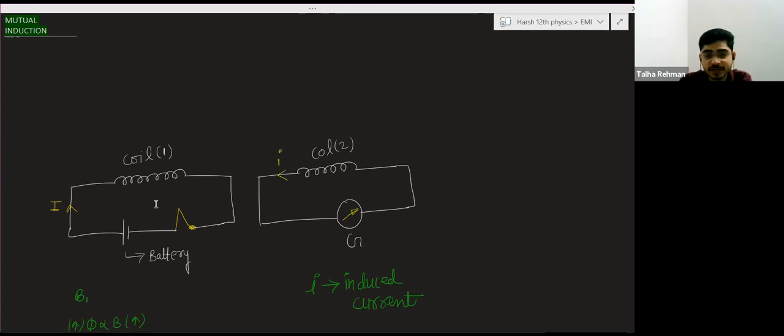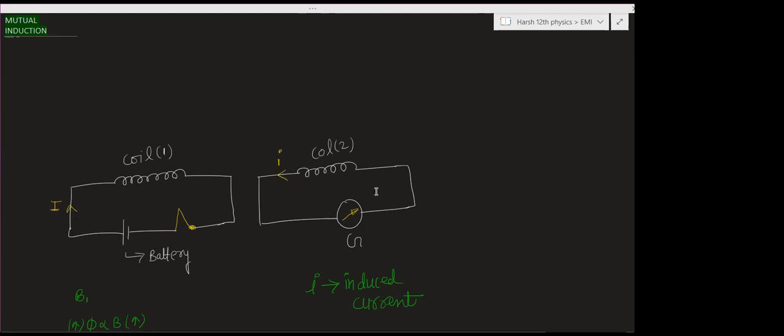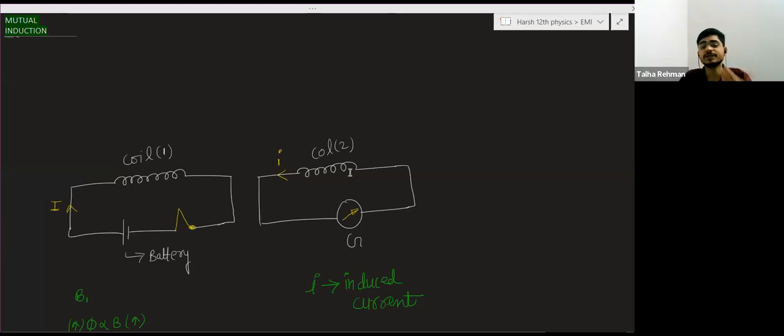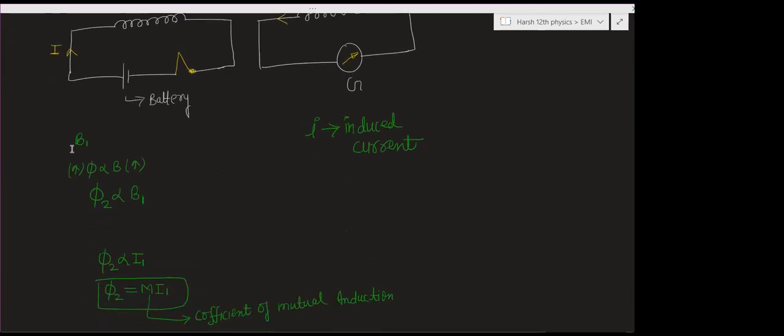Basically, this is the phenomenon happening, and this phenomenon is known as mutual induction. It means whenever you are changing the current in one coil, there will be some current induced in another coil. This is the phenomenon of mutual induction, and we will study it in the transformer, because a transformer is based on the principle of mutual induction. So this is the explanation.